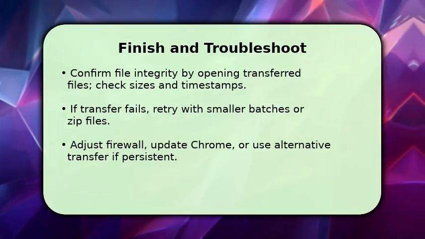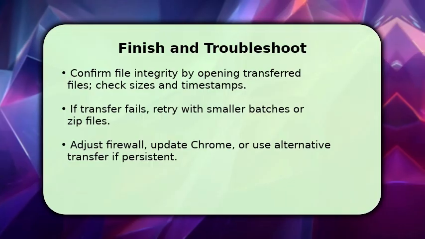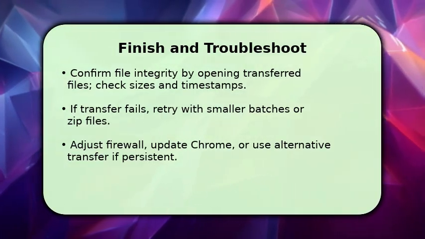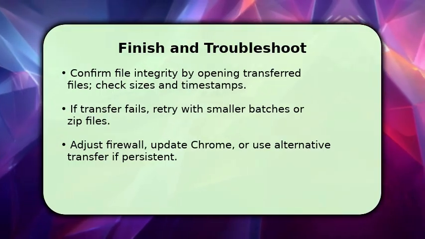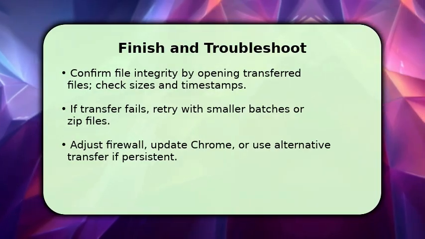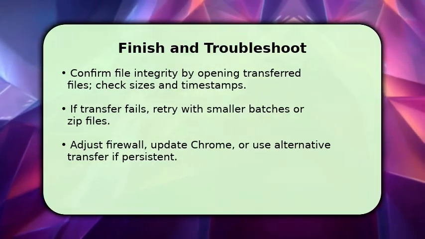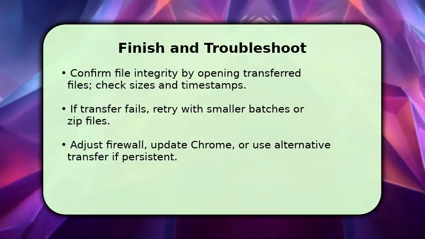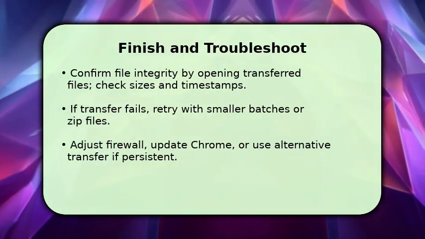If a transfer stalls or fails, retry with smaller groups of files or compress them into one archive to reduce overhead. Make sure both Chrome and the Chrome Remote Desktop extension are current, and check local firewalls or antivirus software for blocked connections. If problems persist, consider a cloud link or SFTP as a fallback, then disconnect the session when done.